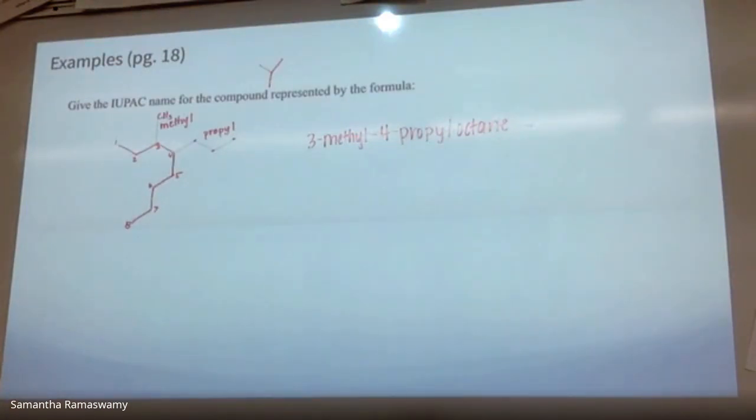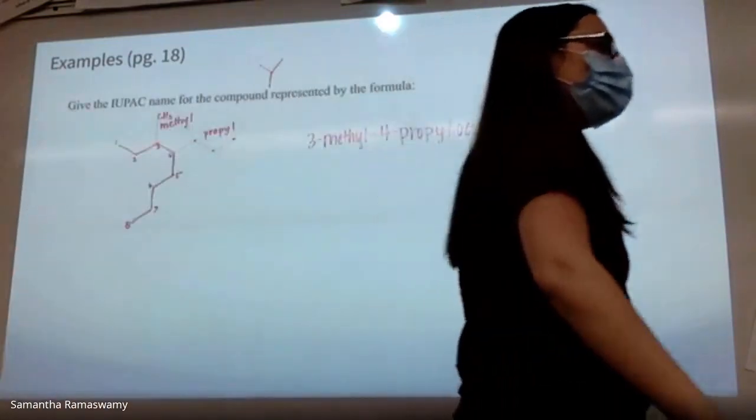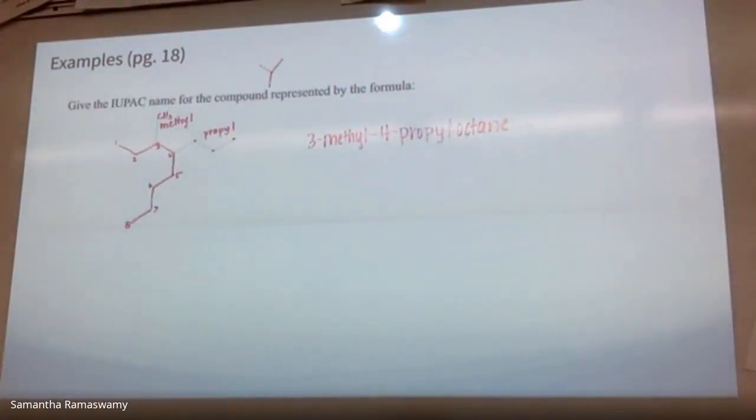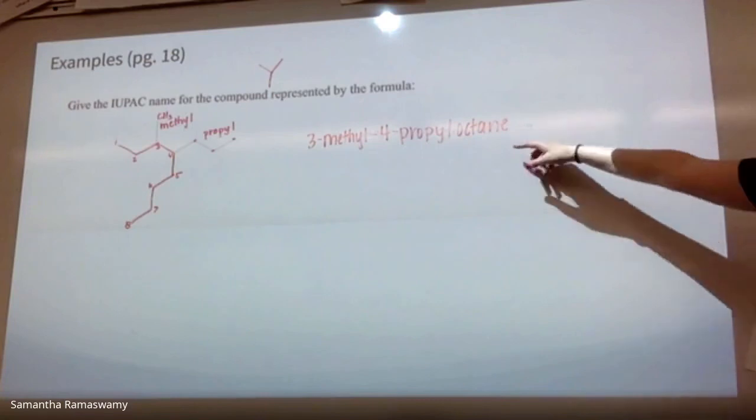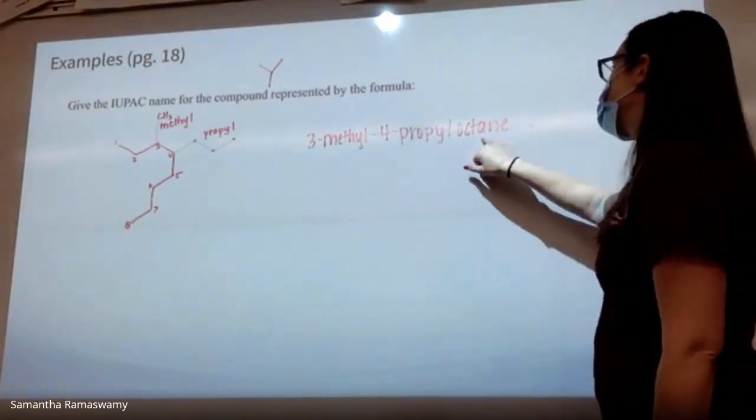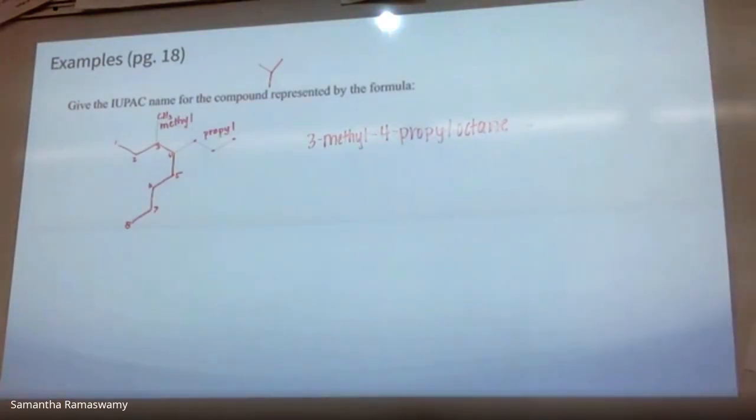So it's just kind of finding the longest chain, kind of problem solving to figure out which way you should start numbering. And then finding the substituents. These are all going to be alkanes. They're all single bonded. So it should always end in ANE. If there was one double bond, this would end in ENE. And if there was a triple bond, it would end in YNE.